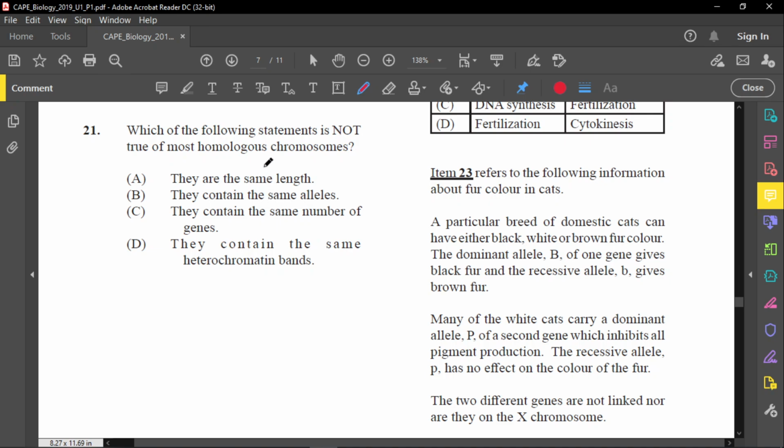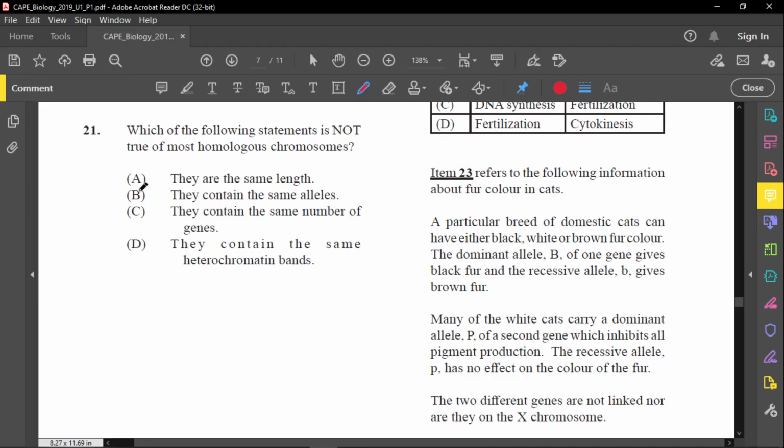Homologous chromosomes mean that these chromosomes were taken from both parents. One from the father, one from the mother, or one from the male, one from the female. So if they have the same exact alleles, it means the child will be identical to both parents. In fact, both parents would then be identical. So the truth is that containing the same alleles cannot be a true statement for homologous chromosomes. The alleles can be different. You can have dominant, you can have recessive. And remember that alleles are variant forms of genes.